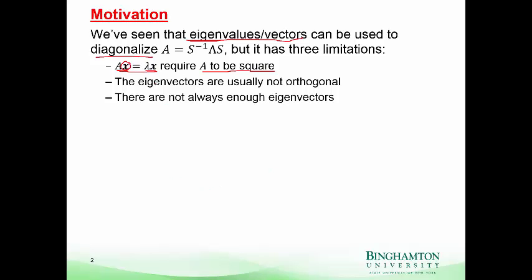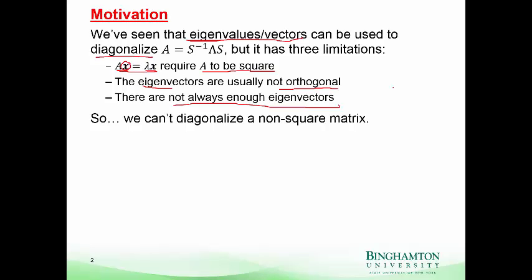The other thing that we've seen is that the eigenvectors are usually not orthogonal, and we had to take special care to address that. We could only do it in certain cases. And in particular, we looked at symmetric matrices, and that allowed us to do that. But we don't always have a symmetric matrix. And the other thing is that there's not always enough eigenvectors to handle all the space that the matrix is dealing with. And that leads to some problems as well, and some difficulties.